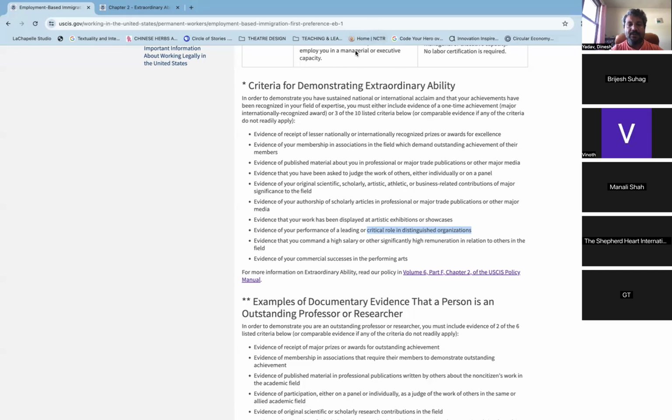The next part: evidence that you command a high salary or significantly high remuneration in relation to others in the field. Again, it is in relation to others. So let's say in an organization there are 500 people and your salary comes into the top 10 people.